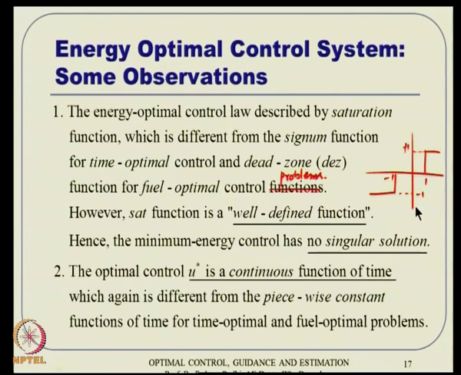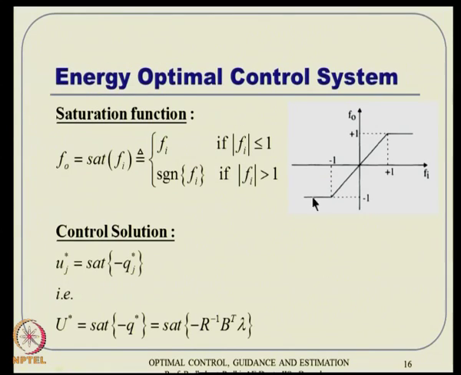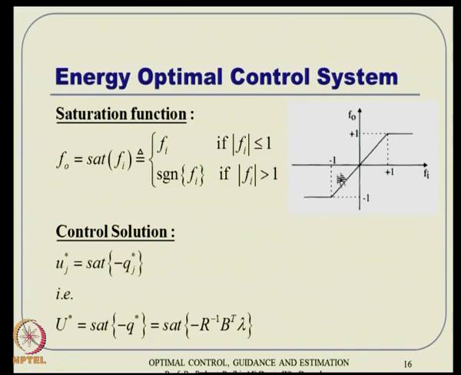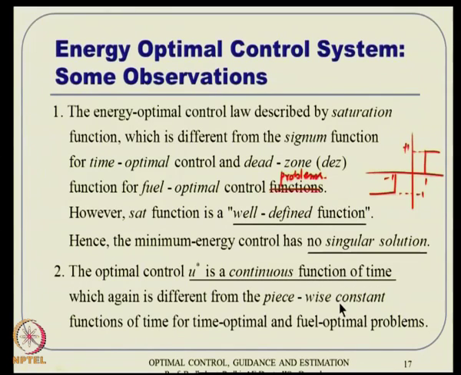But if you talk about energy optimal control, it is a very well defined function. It is actually a continuous function. There is a -1 value, it starts varying to +1 and then goes there. So, this singular arc sort of thing does not happen. Now, U star is actually a continuous function of time. This kind of a function is certainly continuous. There are points at which the derivative is not defined, but in the function sense it is continuous.